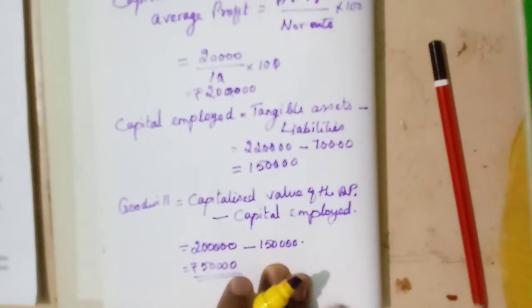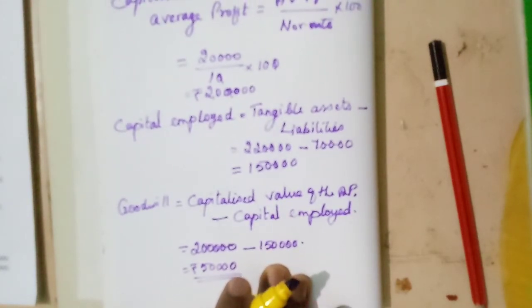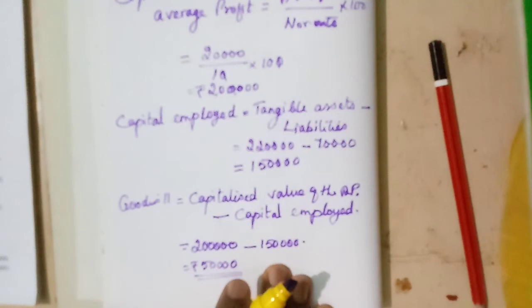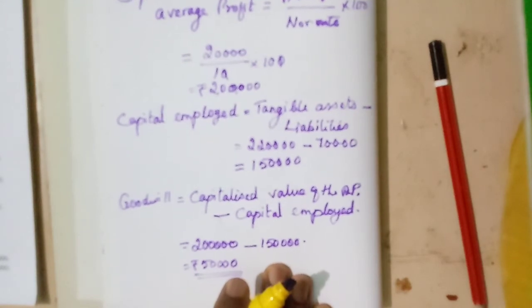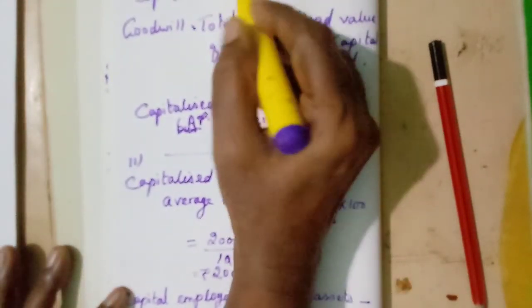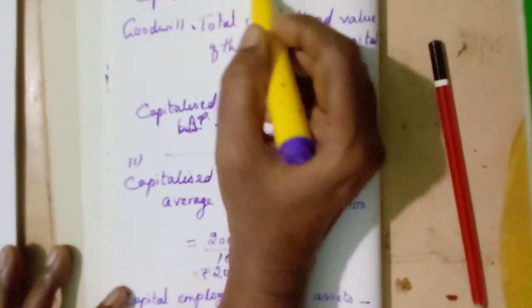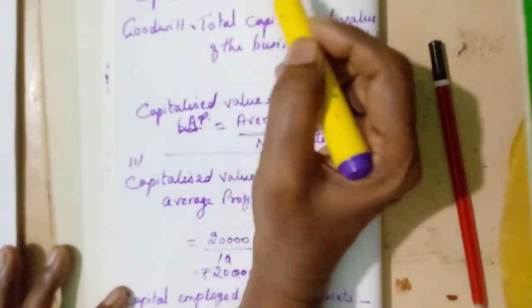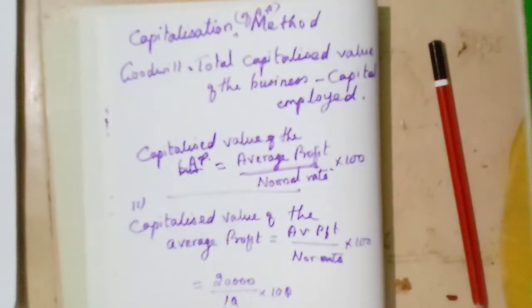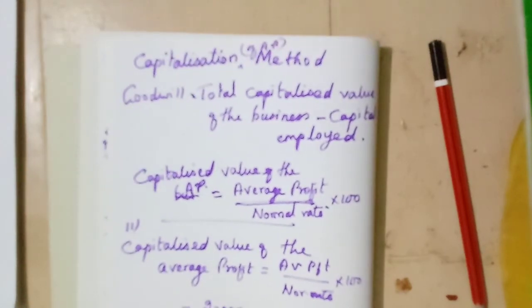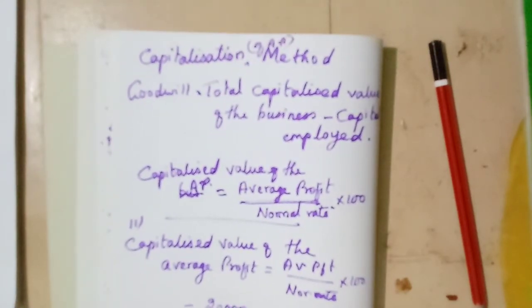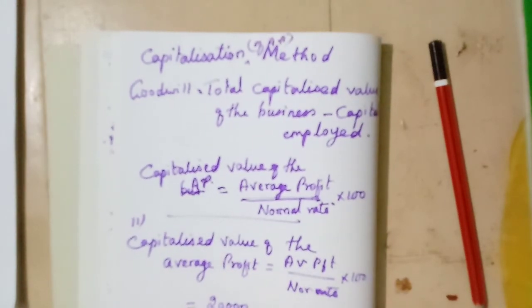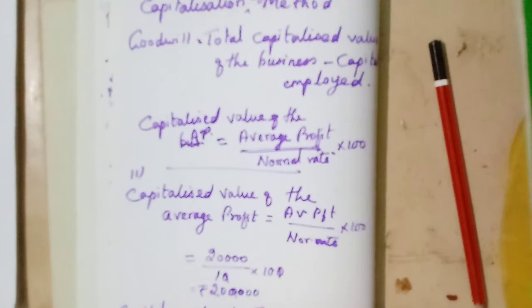In the same problem, if we calculate under the capitalization of average profit method and under the capitalization of super profit method, we will get the same answer. Capitalization of super profit, capitalization of average profit. If you remember this, you will not forget the formula also. If we do the same problem under these two methods, we will get the value of goodwill as the same amount.